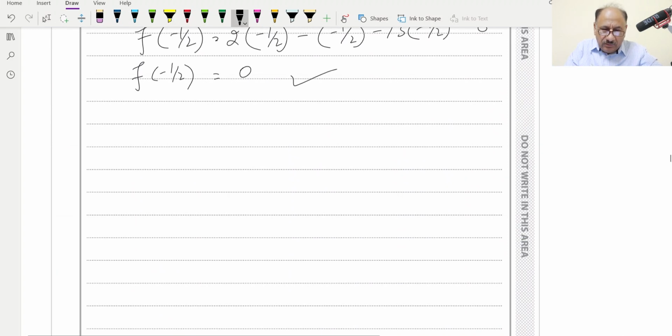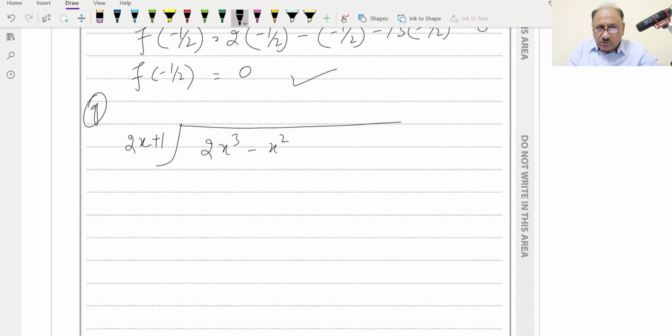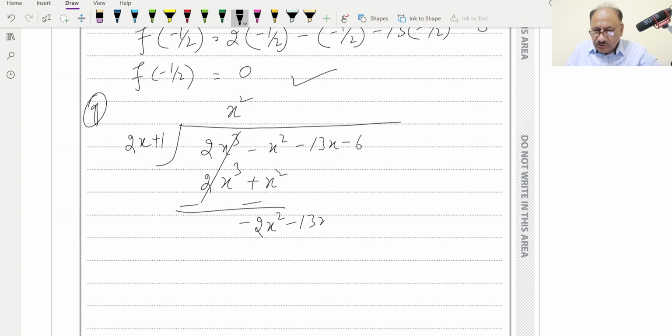So by dividing, G part is this one, 2x plus 1, and we will divide this 2x cubed minus x squared minus 13x minus 6. First we can divide by x squared, so 2x multiplied by x squared will be 2x cubed and x squared plus 1, so it will be plus x squared, and now we can subtract, this will be gone, this will be minus 2x squared and minus 13x minus 6.